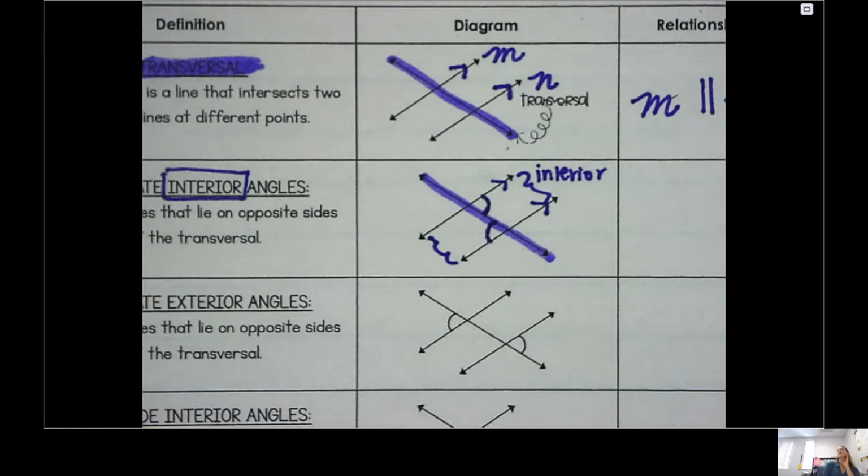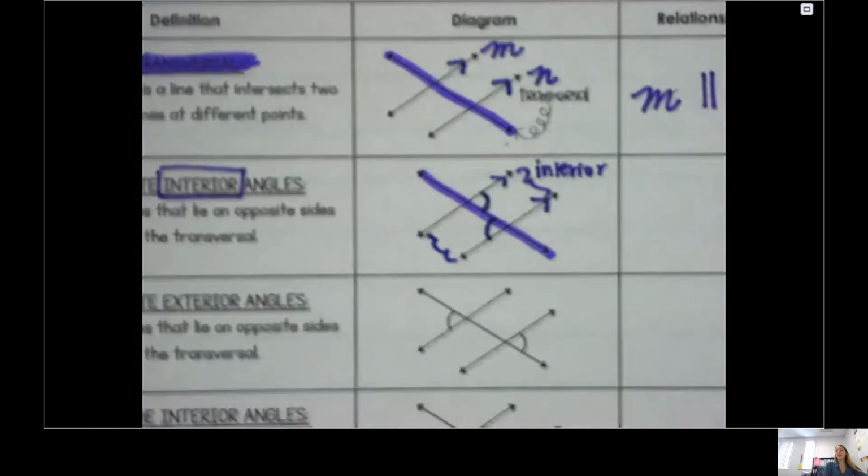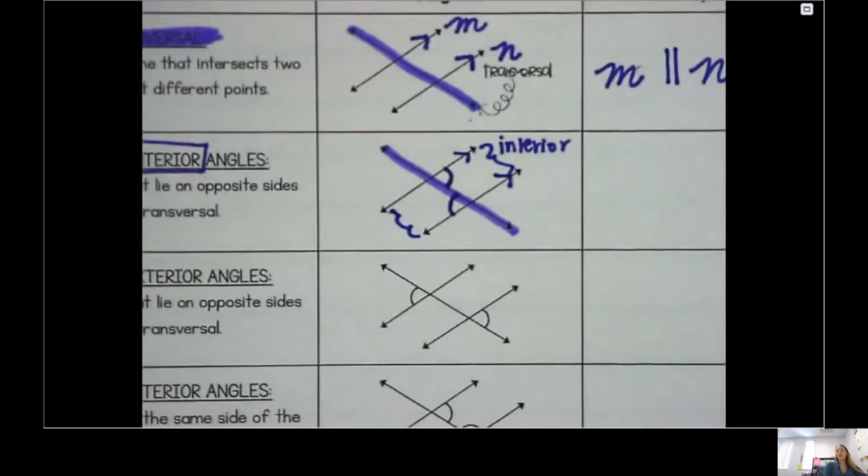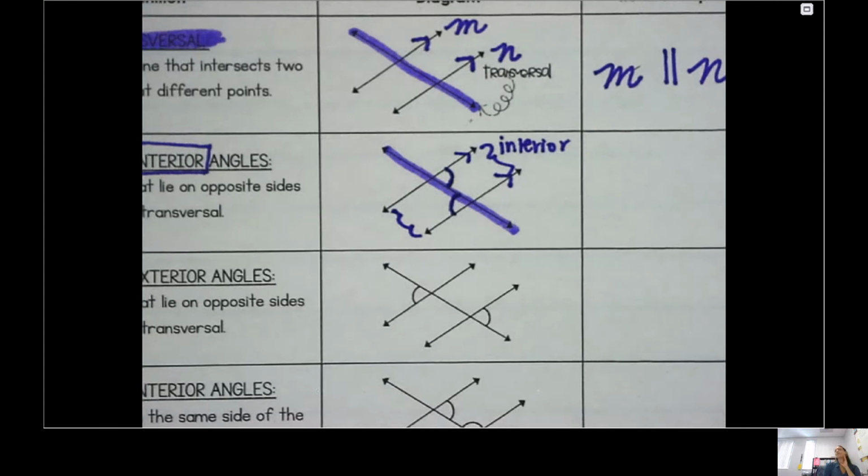Now, if you were to look at those two angles, what do you notice about the shape of them? What do they look like? They look like a what? An H. Okay. What else do you notice about them? It looks like half a circle. Okay. What about the size of the two of them? Do they look like they're the same or different? They look the same. Yep.